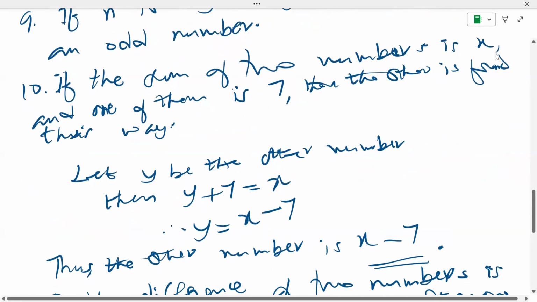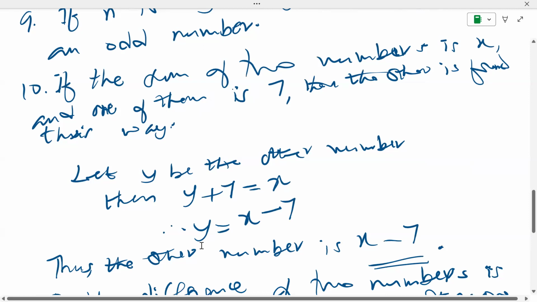If the sum of 2 numbers is x, and one of them is 7, then the other is found this way. We want to see how we can find that. We've been given 2 numbers, and the sum of the 2 numbers will give us x. So the result is x, and one of the numbers is 7. Let's say the other number is y. So y plus 7 will give us x.